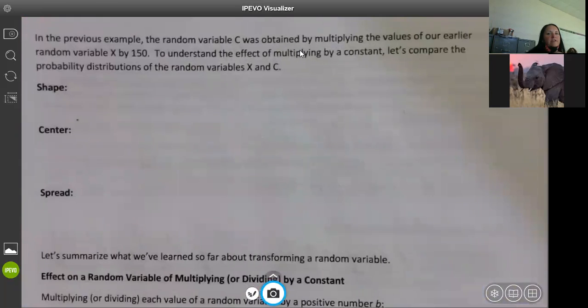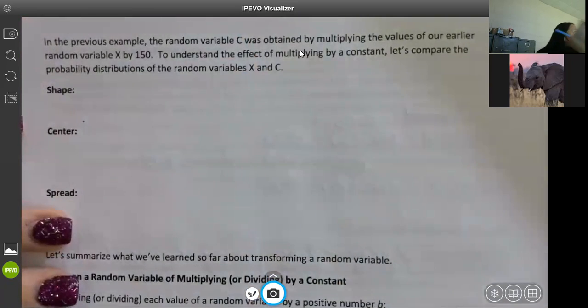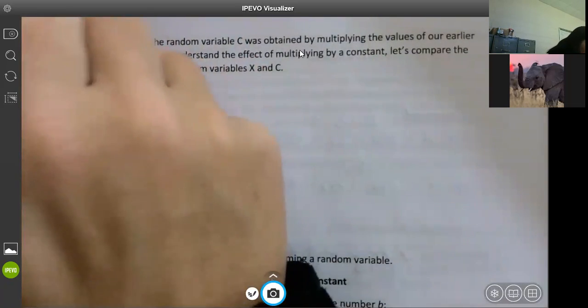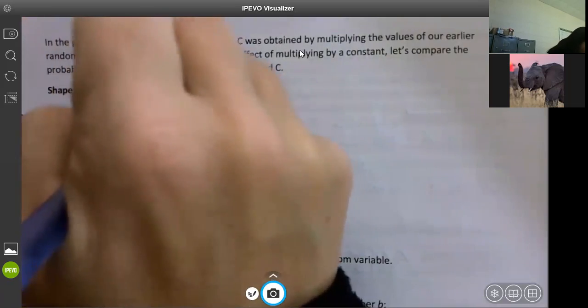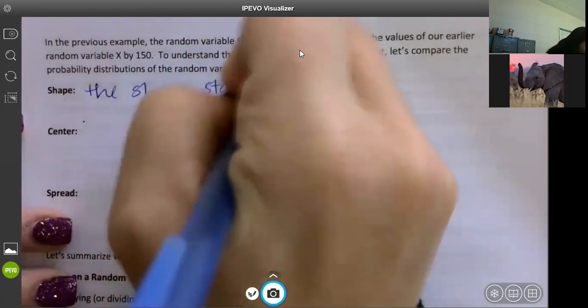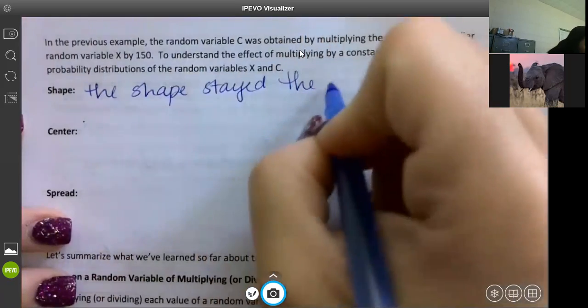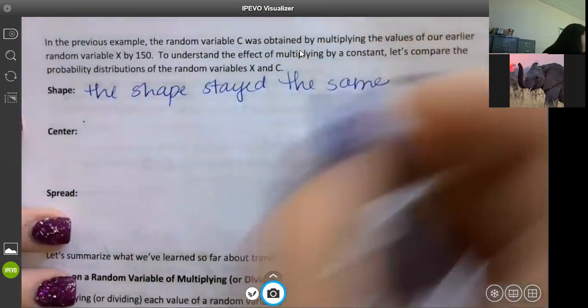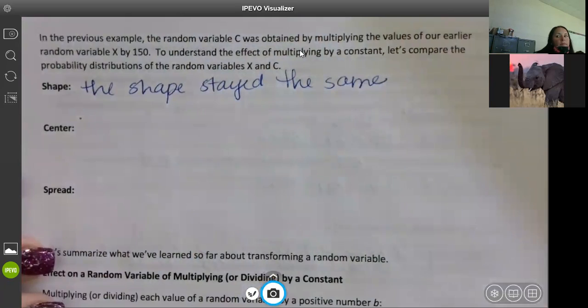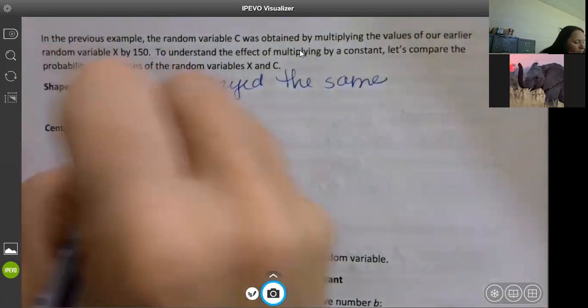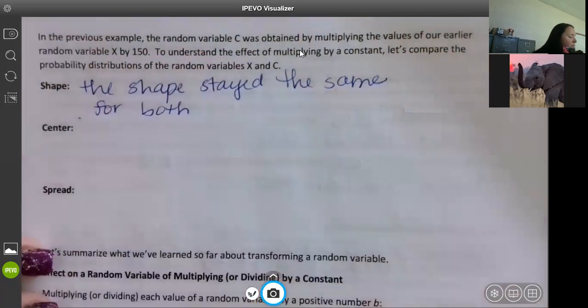So in the previous example, the random variable C was obtained by multiplying the values of our earlier random variable X by 150. To understand the effect of multiplying by a constant, let's compare the probability distributions of the random variables X and C. We said the shape of the two stayed the same. And it should have, because we learned that it was unaffected.